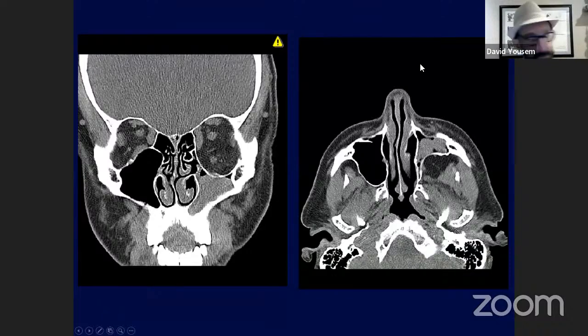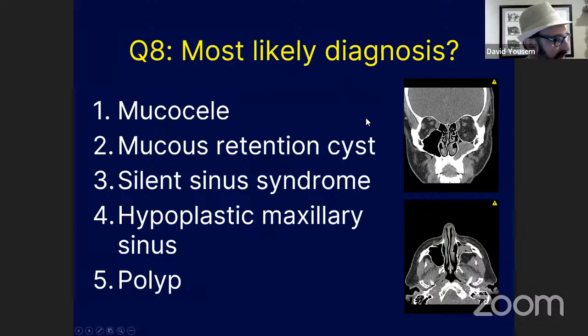Okay, next case. CT scan, we have a coronal reconstruction from the axial data, and here's the axial scan. Most likely diagnosis here, is this a mucocele? Is this a mucus retention cyst? Is it silent sinus syndrome? Is it a hypoplastic maxillary antrum? Or is it a polyp?